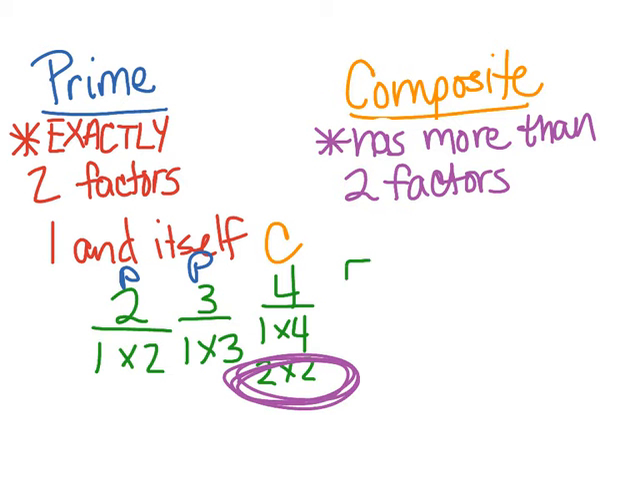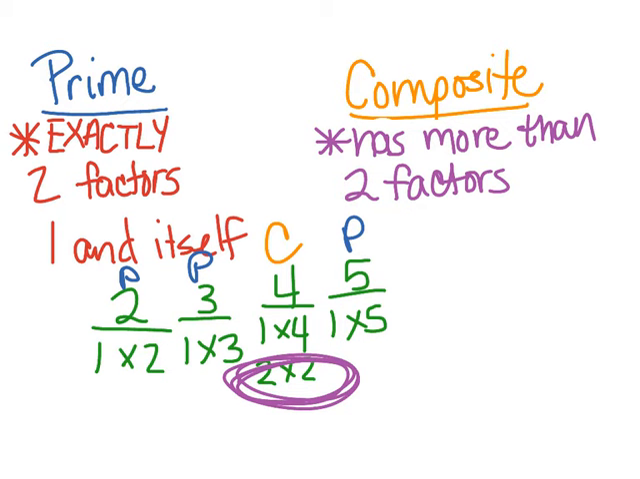Okay, the number 5. 1 times 5. Is there any way I can multiply, or is there anything else I can multiply to get to 5 besides 1 and 5? No, there's not, so that would mean that it is a prime number.